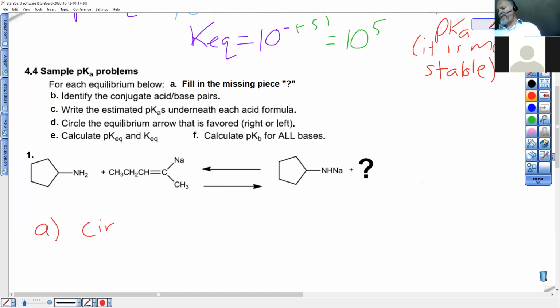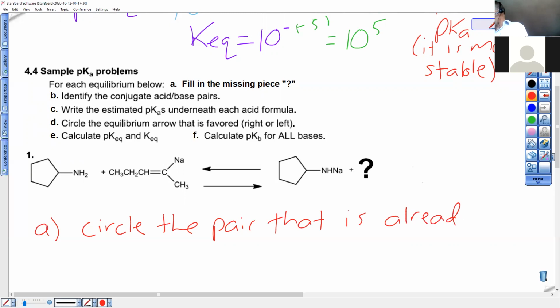Connect the pair that is already there. So, yeah, there was a step 0. We're never going to ignore step 0. That was get rid of, in this case, the sodium spectator.